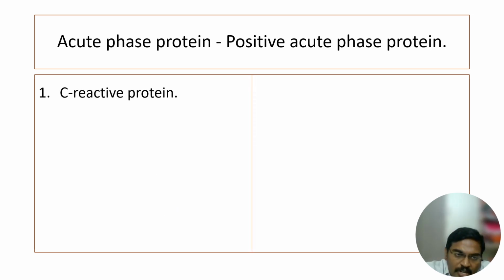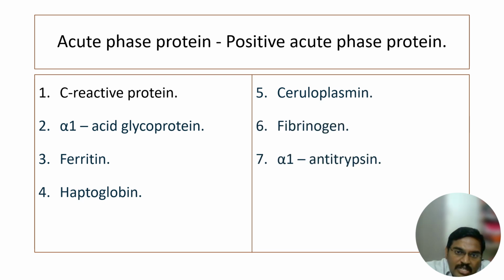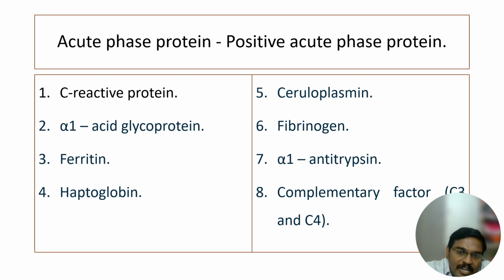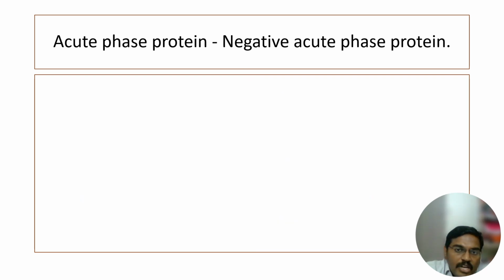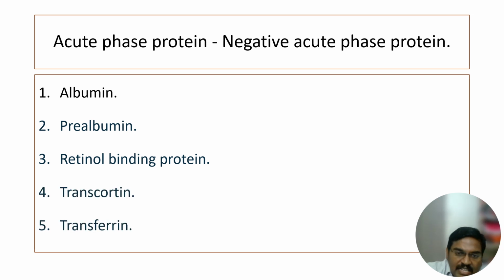Which are the positive acute phase proteins? We have C-reactive protein, alpha-1 acid glycoprotein, ferritin, haptoglobin, ceruloplasmin, fibrinogen, alpha-1 antitrypsin, and complement factors C3 and C4. All these eight proteins you have to memorize. It's very important. The negative acute phase proteins are albumin, prealbumin, retinol binding protein, transcortin and transferrin. Transcortin is the protein involved in transport of cortisol. You have to memorize all these proteins. It can be asked as a 5-mark question: positive acute phase proteins and negative acute phase proteins.